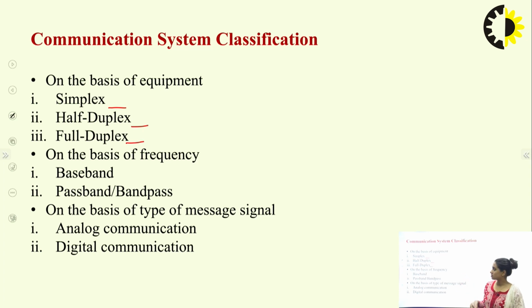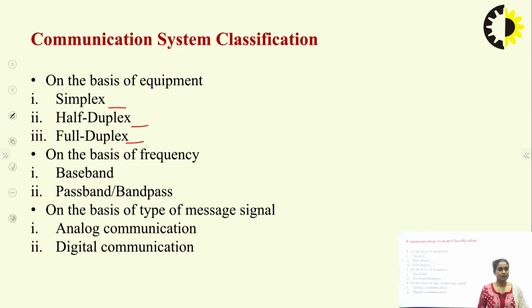And full duplex, it is a kind of equipment that is capable of transmitting as well as receiving both simultaneously, like our mobile phone. We do talk and we do listen, both the things simultaneously, isn't it? So this is the classification on the basis of type of equipment.